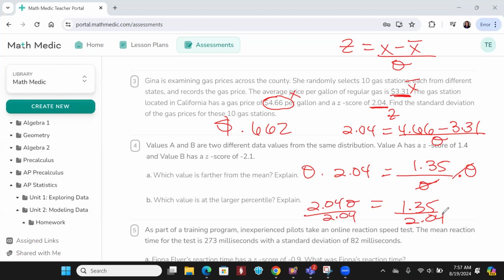All right, number 4. Values A and B are two different data values from the same distribution. Value A has a z-score of 1.4 and value B has a z-score of negative 2.1. Which value is farther away from the mean? Why? Larger absolute value, so it's farther away from the mean. Which value is at a larger percentile? Value A. Why?